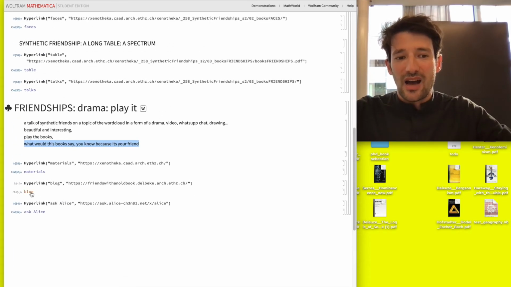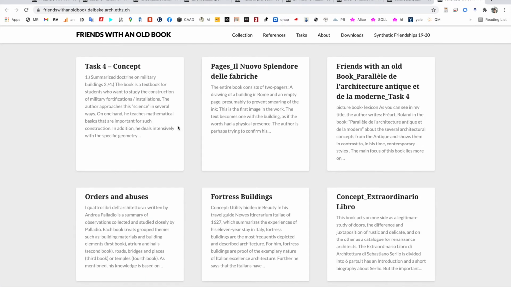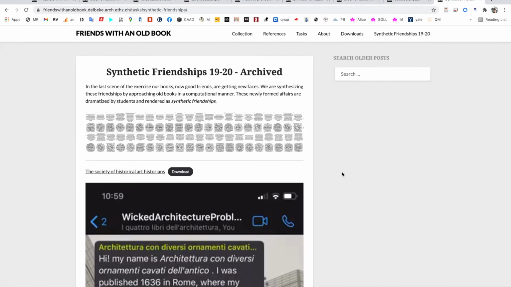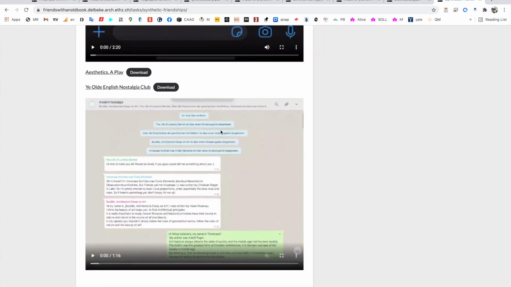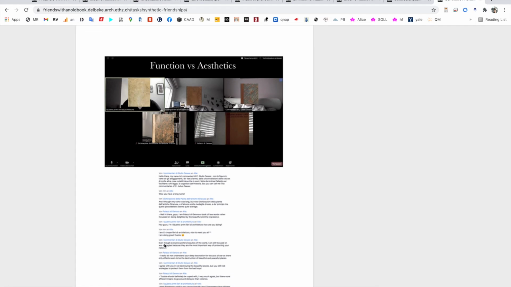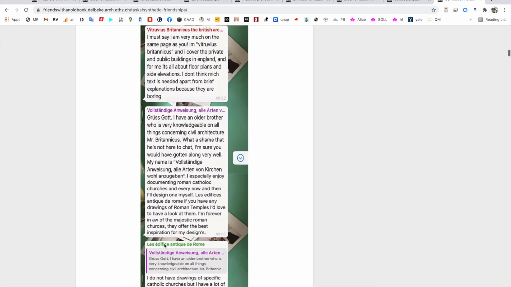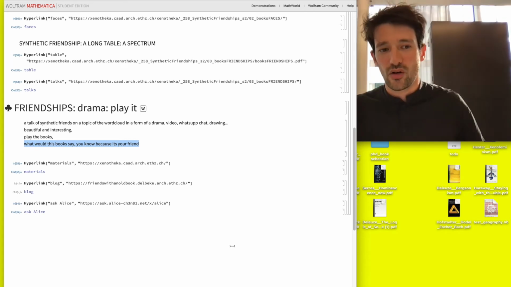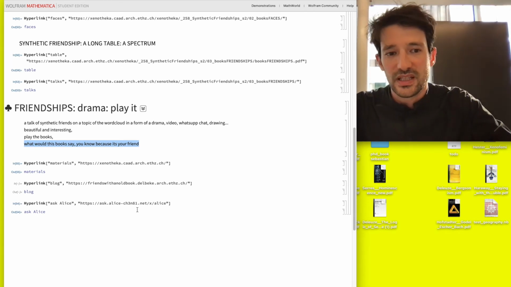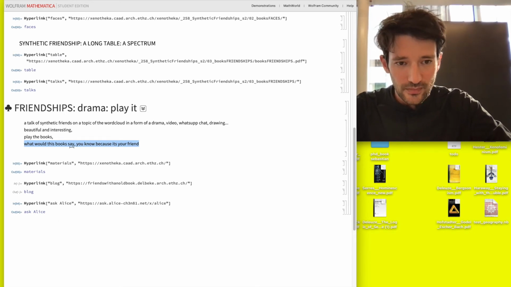So if you want to see how this can look like, we have it on the Friends with an Old Book. You have synthetic friendships from the last year, and these are the different ways people responded, either through videos or WhatsApp chats, or they were more serious or more playful. So it's really up to you how you want to dramatize these things on the level of form and on the level of content. And then once you have it, you have to submit this to Gregorio, and he will give you, I think, in an email which comes with this video, all the dates that you have to work with.